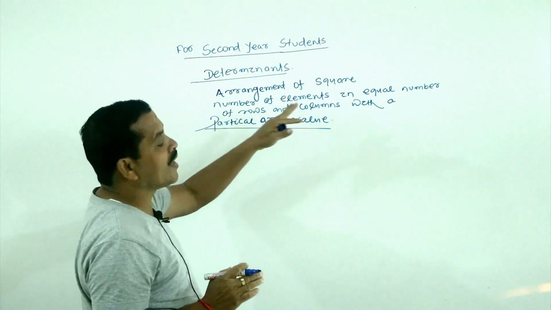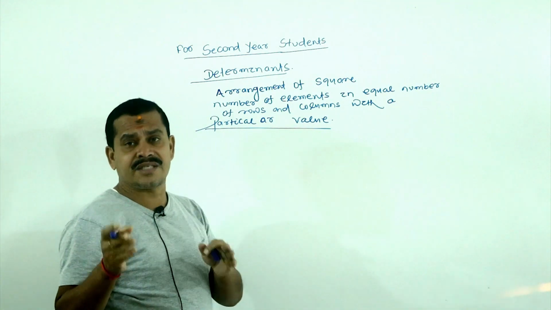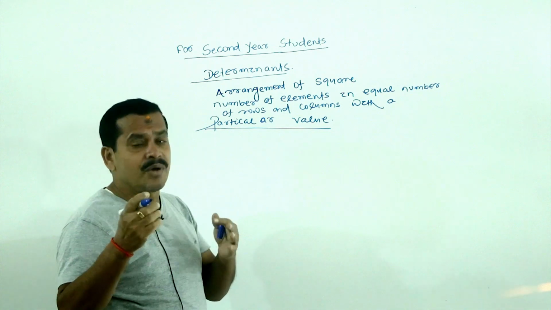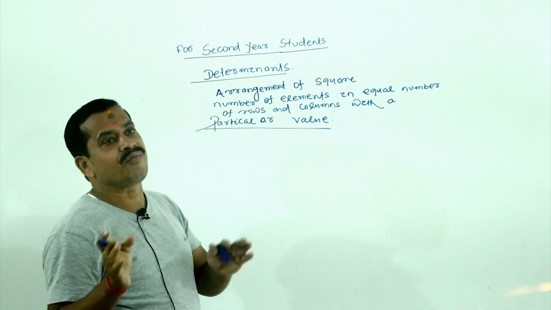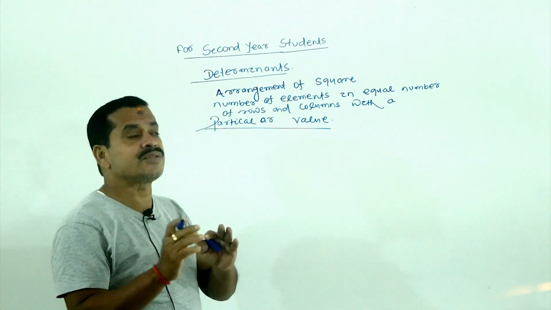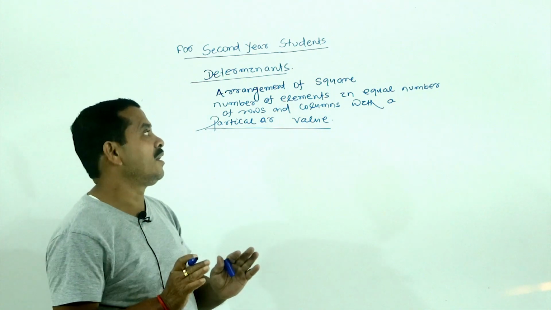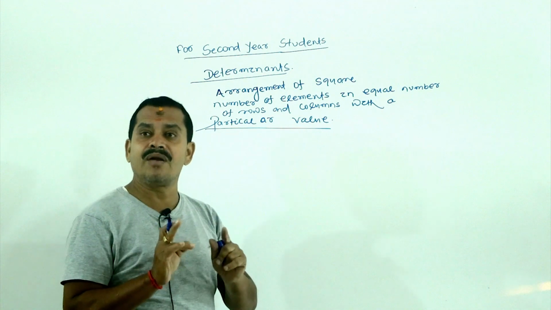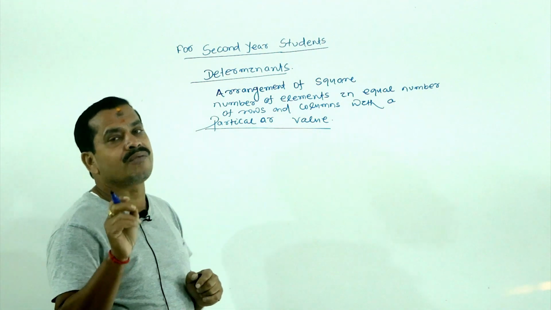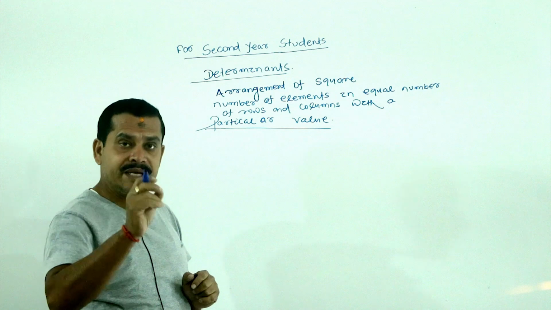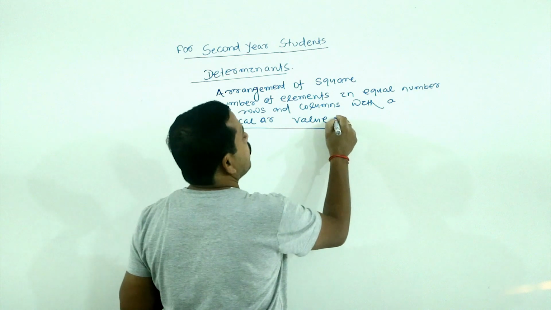So, arrangement of square number of elements means 1, 4, 9, 16, 25. These type of elements can form a determinant. But any number of elements can form a matrix. With any number of elements we can form a matrix, but with any number of elements we cannot form a determinant. For a determinant we need square number of elements. So a square number of elements arranged in equal number of rows and columns which has a particular value, that is important, is called a determinant.